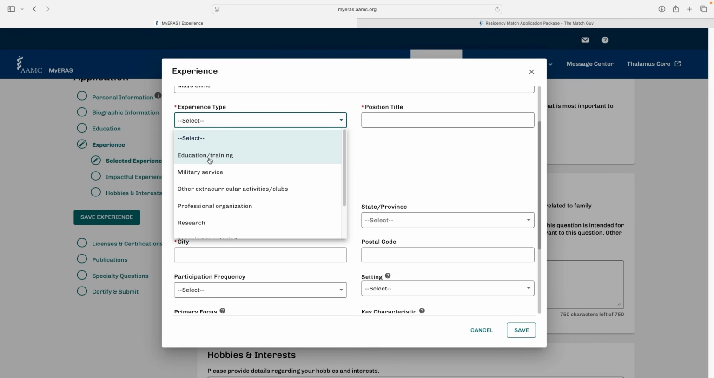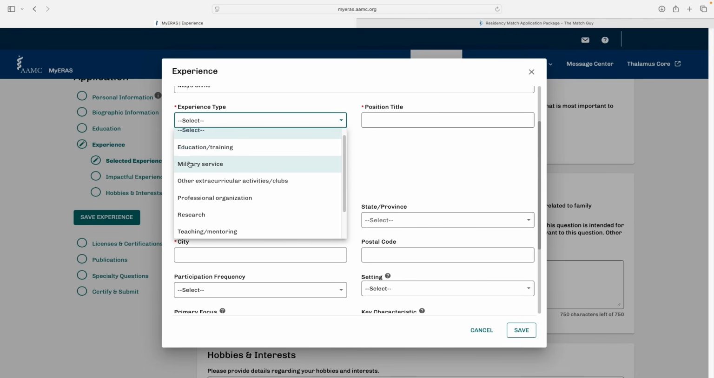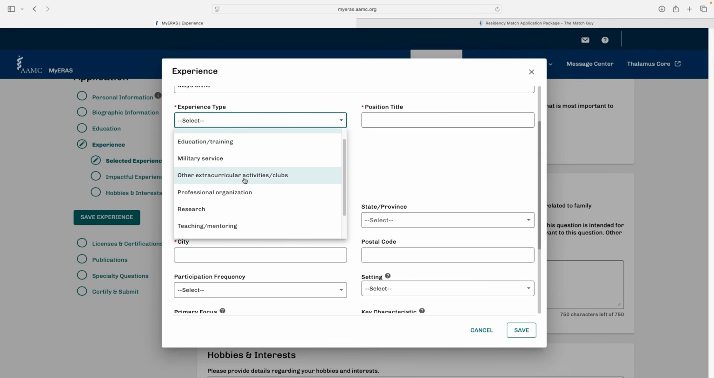So, any educational experience and the rotations for IMGs. Usually US students don't put rotations under this category because it's part of their medical school. Military service, self-explanatory. Other extracurricular activities / clubs. And for this, it has to be a meaningful extracurricular activity, not just a hobby.